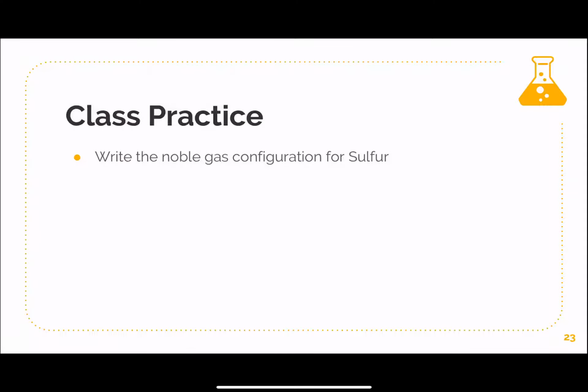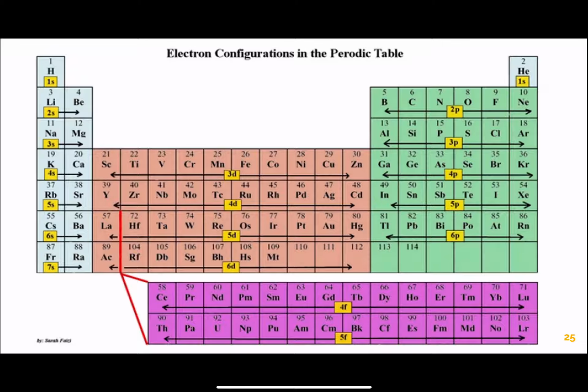Here's another one for us to do together: the noble gas configuration for sulfur. I think I have a periodic table here. Sulfur is here. So the noble gas that comes before sulfur is neon. We would write it as neon in brackets, and then everything that comes after neon. That's going to be 3s2 and 3p4. And that is the noble gas configuration for sulfur.